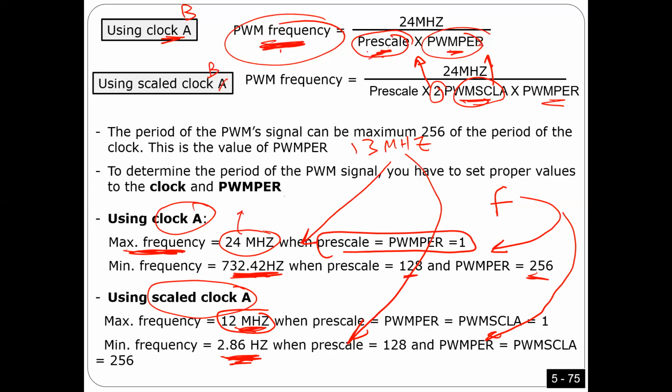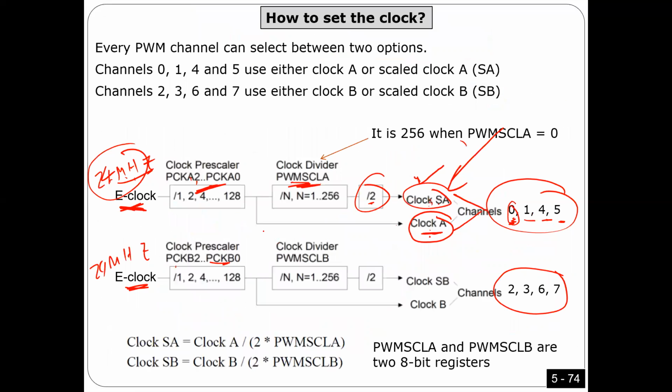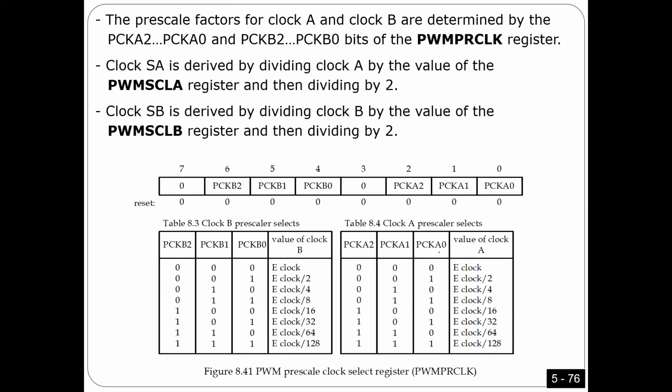Okay. Now I'm going to talk about the register I mentioned here. I told you we have a prescale here and also a prescale here, and there are 2 different prescales. One for clock A and scaled clock A, and also for clock B and scaled clock B. Okay, so where are these scales? It's in a register. This is the name of this register.